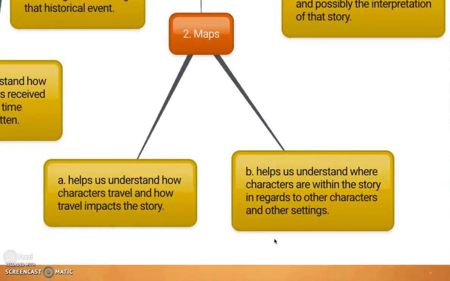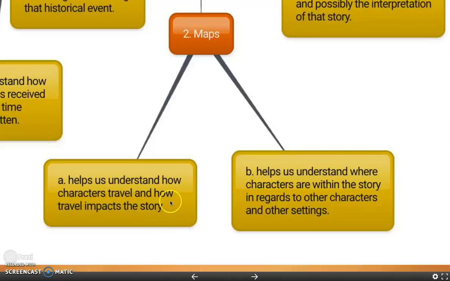Maps are also helpful, as we'll see, because they help us understand how characters travel and how travel impacts the story. For example, how long do you think it would have taken for Nick and Tom Buchanan to get from West Egg to the Land of Ashes to the apartment in the city, things like that. And it can also help us understand where characters are within the story in regards to other characters. So while they're in the apartment, how far away are they from Daisy? Things like that, and what sort of significance that can have.